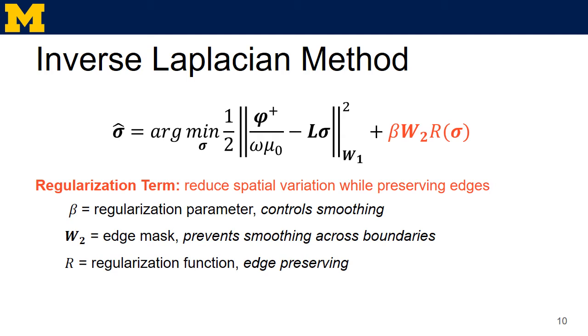The second part of our estimator is the regularization term, and this is going to reduce spatial variation in our conductivity estimates while preserving edges. The regularization parameter beta is going to control how much smoothing we do. W2 is an edge mask, which prevents smoothing across boundaries between tissues with different conductivities, and I'll describe those in more detail in a little bit. And R is the regularization function, which has edge-preserving qualities as well.